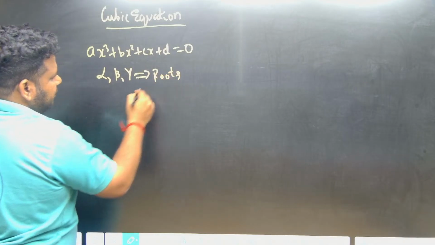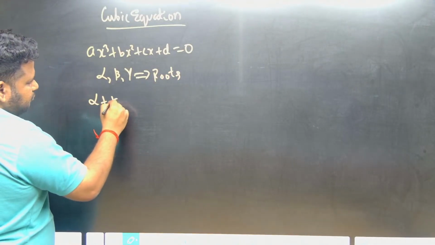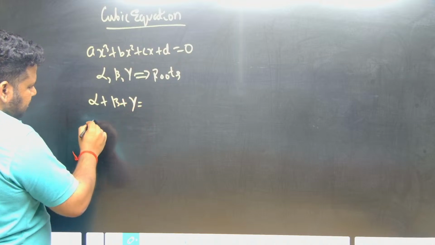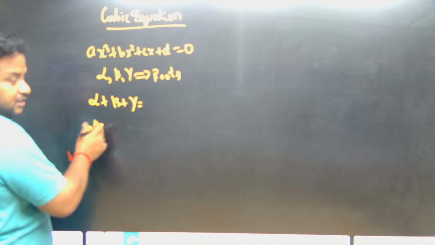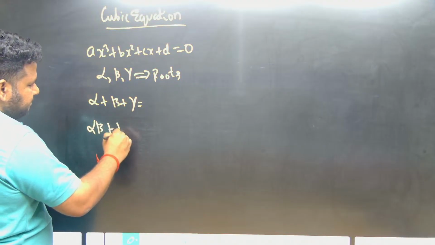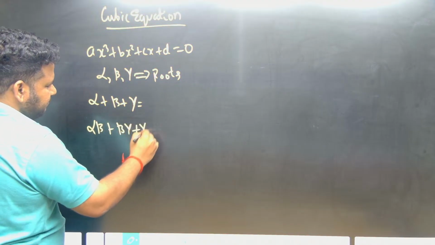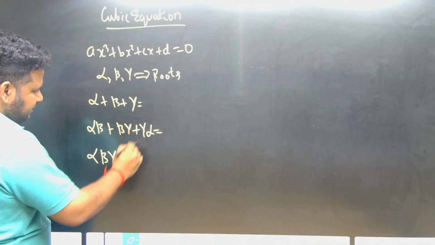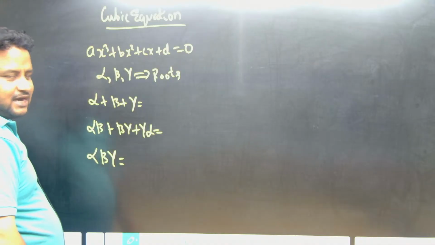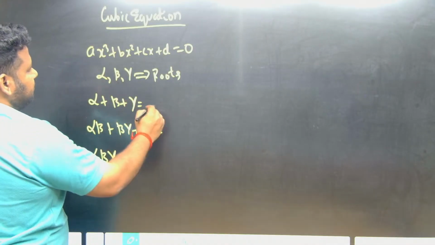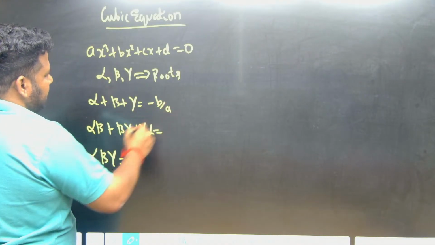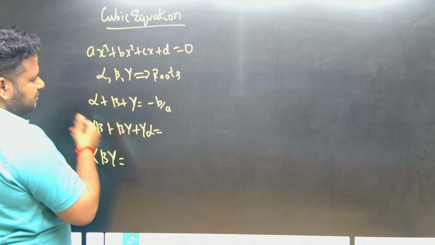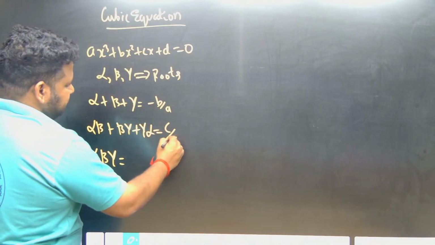Okay. So then what you will write? Sum of the roots is alpha plus beta plus gamma, which is nothing but minus b by a. Then the sum of the product of the roots taking 2 at a time, alpha beta, beta gamma, gamma alpha, is equal to c by a, same as the previous one.